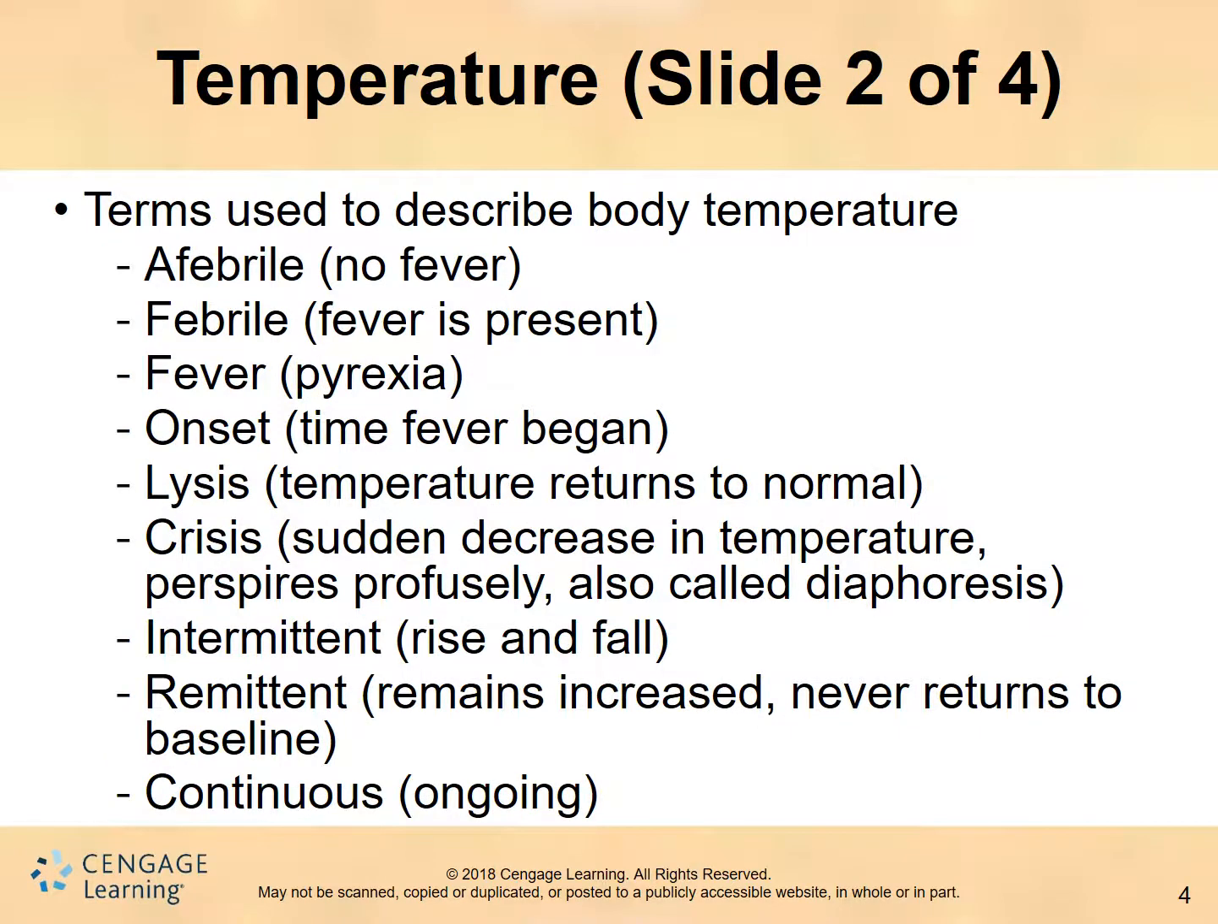Terms used to describe body temperature include afebrile, which means no fever. If a fever is present, it's febrile. Fever is pyrexia. Onset is the time the fever began. Lysis, the temperature returns to normal. Crisis is a sudden decrease in temperature. The person perspires profusely, and it's also called diaphoresis. Intermittent, rise and fall. Remittent, remains increased, never returns to baseline. Continuous and ongoing.